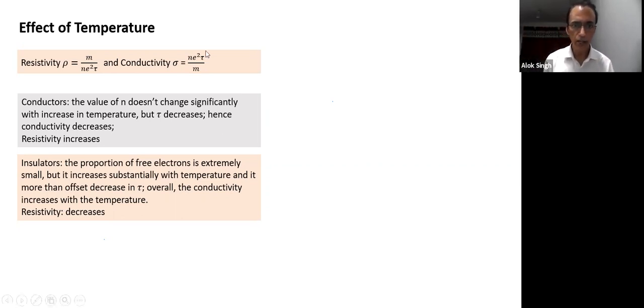So what happens? This n has a substantial increase, but for tau there's a decrease. One of them is increasing, one of them is decreasing. But the increase is much more than the decrease. That's why overall, in case of an insulator, conductivity increases with temperature. The two quantities are moving in opposite directions, but the quantity which is increasing is n. The proportional increase in n is much greater than the decrease in tau, which more than offsets the effect of the decrease in tau. So conductivity increases. So a semiconductor, as the temperature increases, will start conducting better.